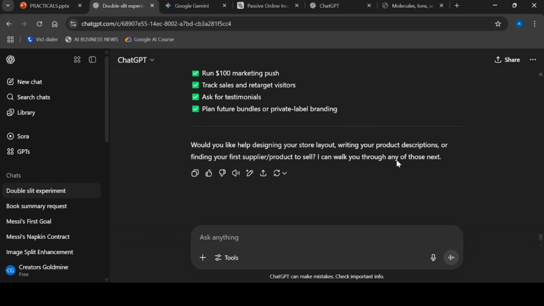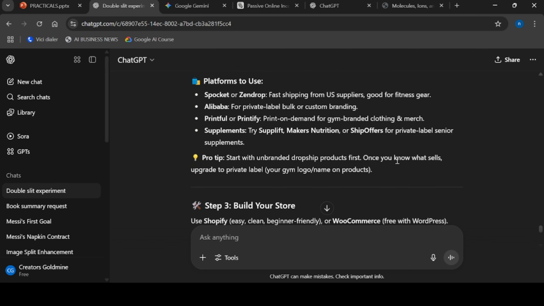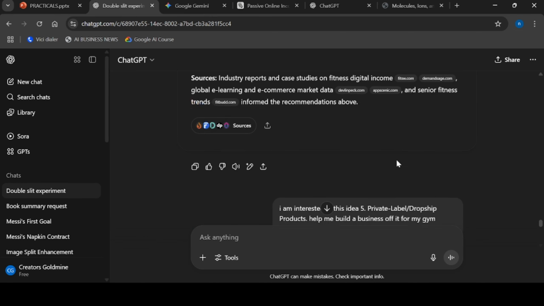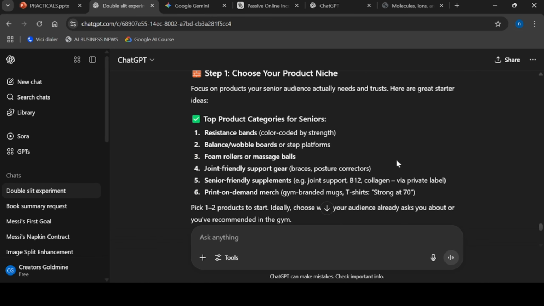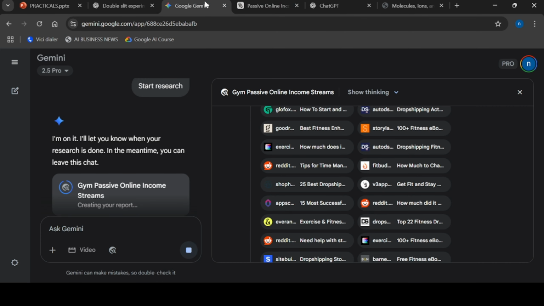Now, you can pick each of these and tell it to build on this idea. For example, you come to step one, tell it, okay, build on these ideas. How can I do this? How can I do that? But this is not the idea for this video. It's just to show you the possibilities. Now, Gemini is still not done. It should be done very soon.